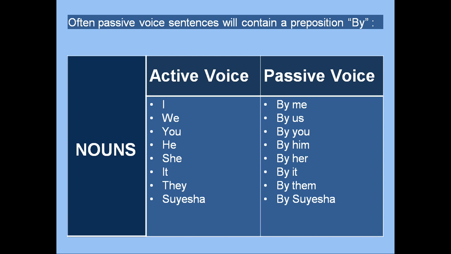Now, how to change the subject? Nouns, the subject, the doer. I in the active voice changes into by me in the passive voice. Passive voice sentences often contain the preposition by. So, I changes into by me, we by us, you by you, he by him, she by her, it by it, they by them, and any name is by that name. Is that clear? This is also an important table which tells you how the subject is changed.